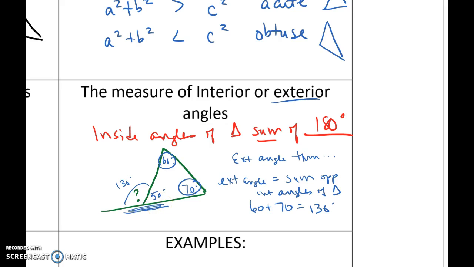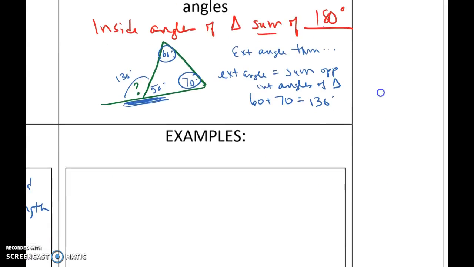It's just doing a little triangle math and grabbing a calculator and making sure things add up on the inside to 180, and then making sure that this straight line also adds up to 180. So let's do some examples.